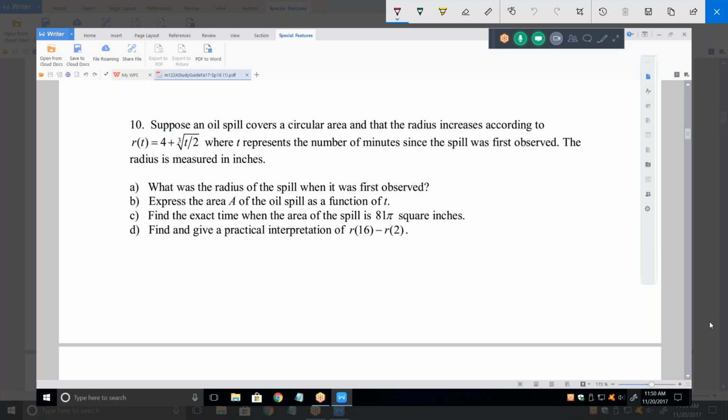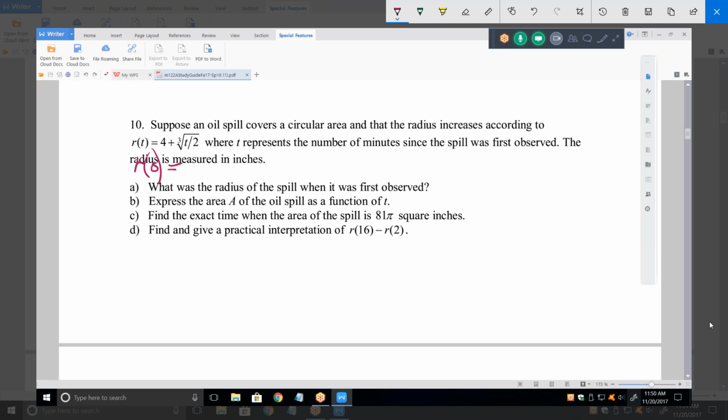Okay, have you read it? It says, what is the radius of the spill when it was first observed, but we don't know t? Actually, you do. T represents the number of minutes since the spill was first observed. What is T when it's first observed? 0. Okay. So what they're saying is, what is R of 0?